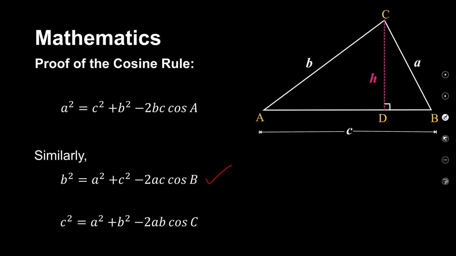B squared is equal to A squared plus C squared minus 2AC cos B. And similarly, if we move the height in from a different vertex again, we can then prove this third version, which is C squared equals A squared plus B squared minus 2AB cos C. And that concludes all three proofs now.